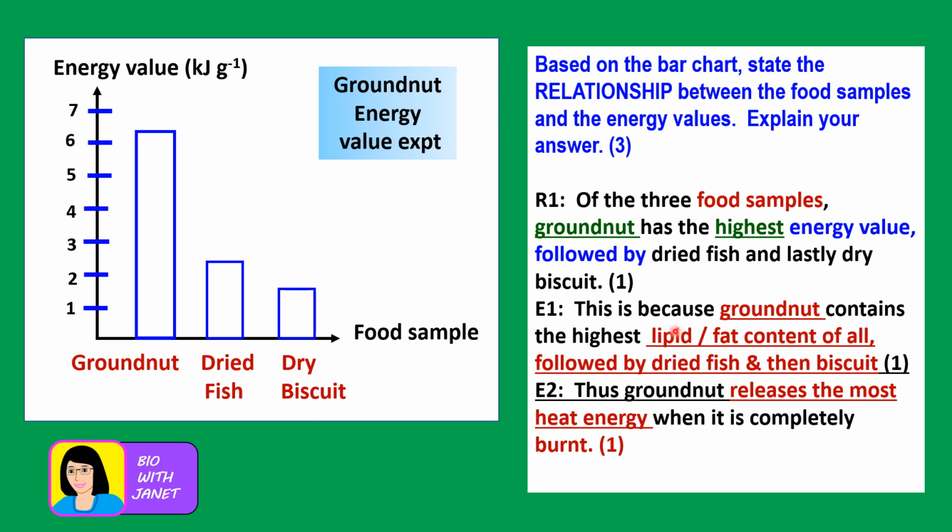So E1, now this is the inference actually, no? This is because groundnut contains the highest lipid or fat content of all, followed by dried fish and then biscuit. And thus, when the groundnut is burned completely, it will release the most heat. All right, so 3 marks there. As you can see from the graph, the groundnut has the highest energy value, followed by dried fish and dry biscuit.